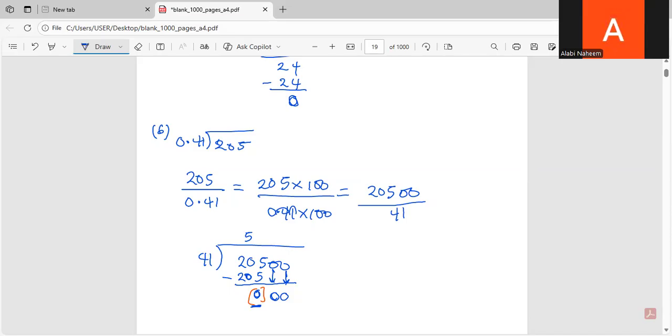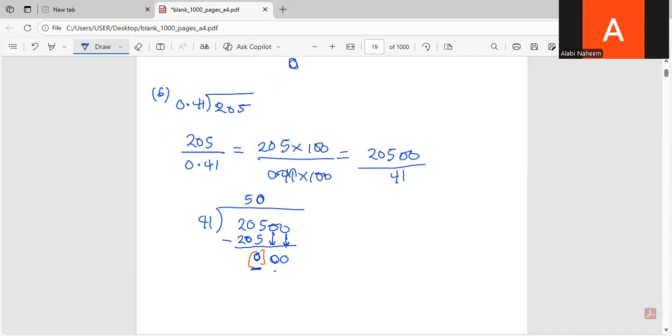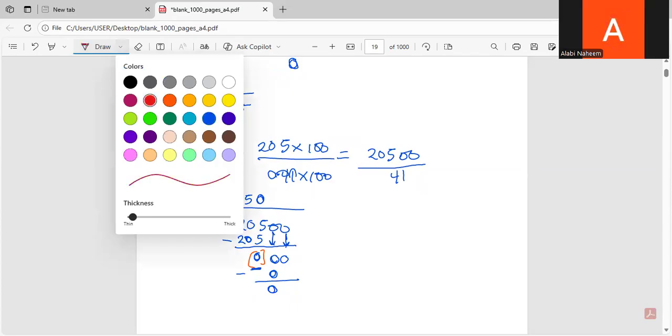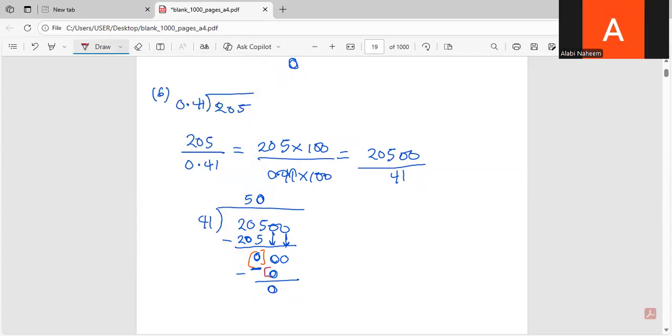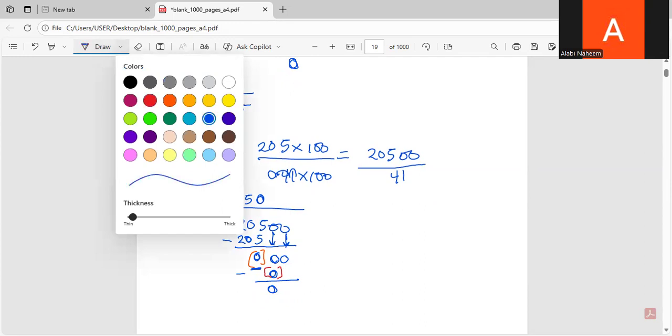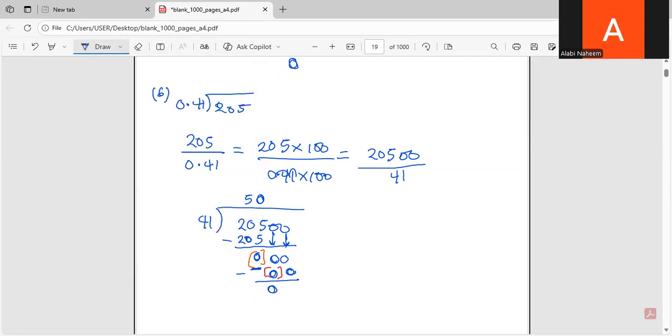41 in 0, so we have 0 here. 41 times 0 is 0. Again, we subtract. This 0 minus this 0, we have 0. So that 0 also is not needed anymore. Then the final 0 we have here. 41 in 0 also is 0. Then 41 times 0 is 0. So we can now subtract 0 minus 0 also. So we now have this 0 finally.